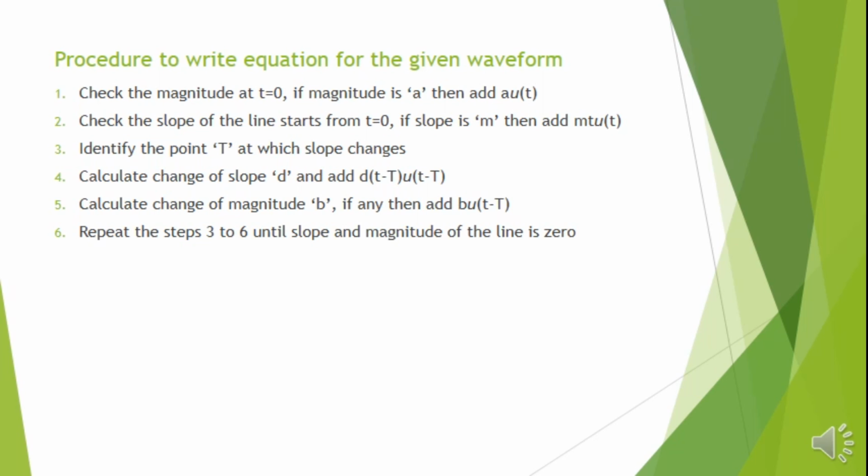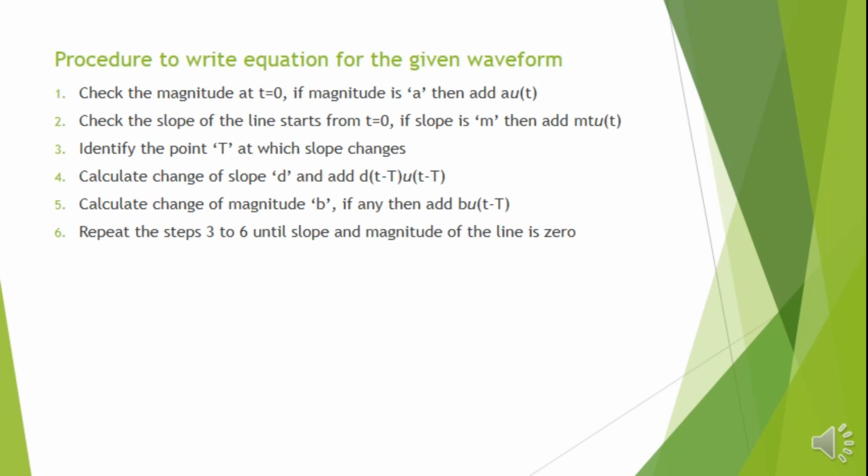Now, what is the next step? Identify the point T on the t-axis at which the slope changes. Then calculate the change of slope. Let it be d. Calculate the change of slope and add d (t minus capital T) u of (t minus T), because this difference in slope starts from capital T.